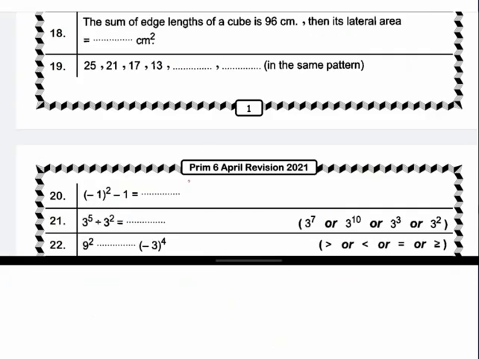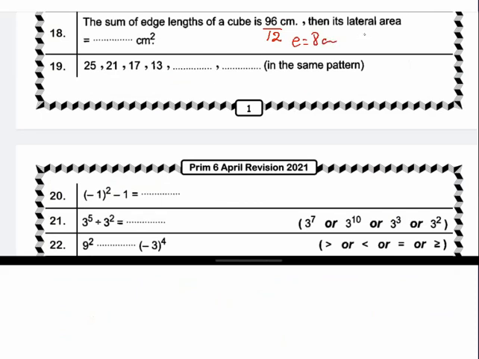the sum of edge lengths of a cube is 96, lateral area is the same. If you see the sum of edge lengths, you can divide them by 12. So if you divide 96 by 12, the result will be 8. So now the edge length equals 8 centimeters.